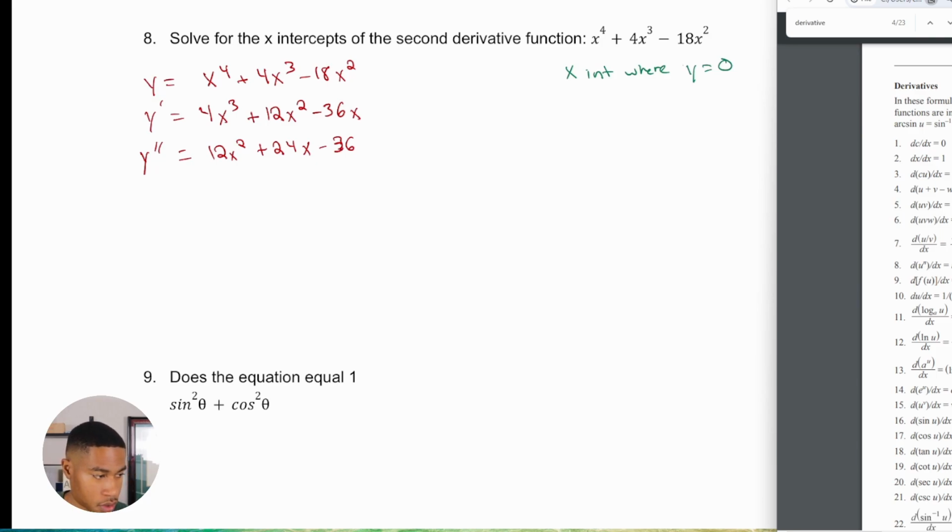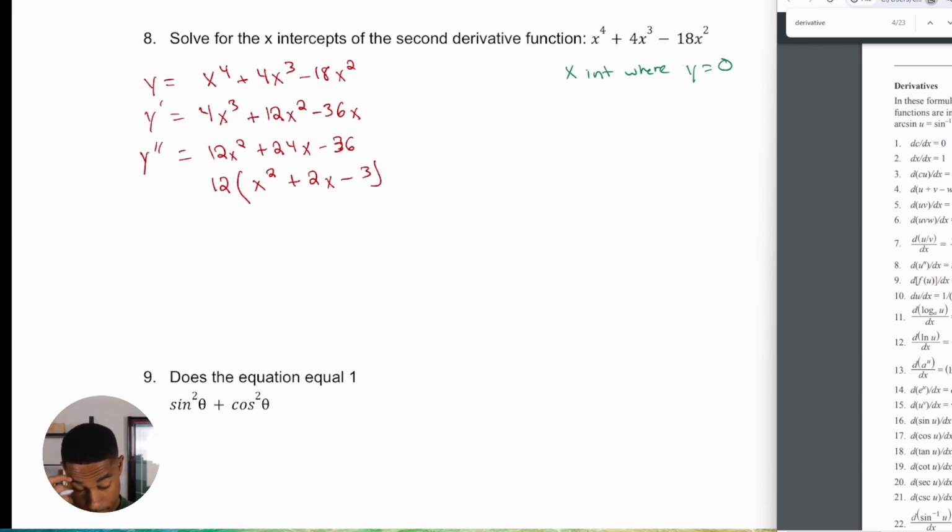Alrighty. And so now I think we can factor some of this stuff out and see if we can get some values for x for y double prime to actually equal 0. Everything that I see that this equation has in common is 12. So 12, I want to factor that out. So 12 times x squared, and then plus 2x, and then minus 3.